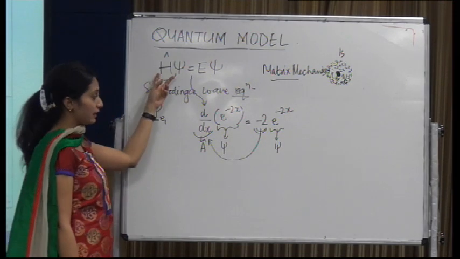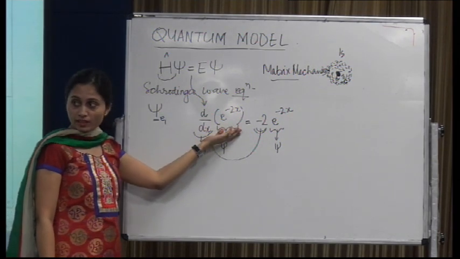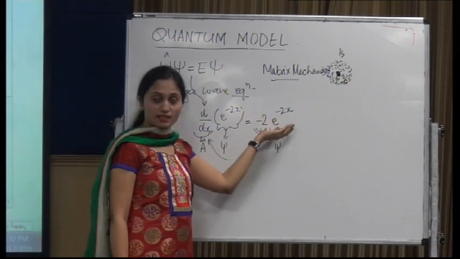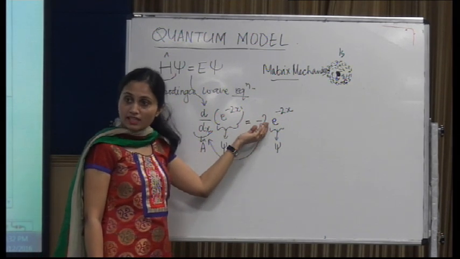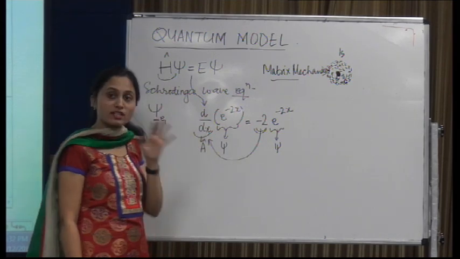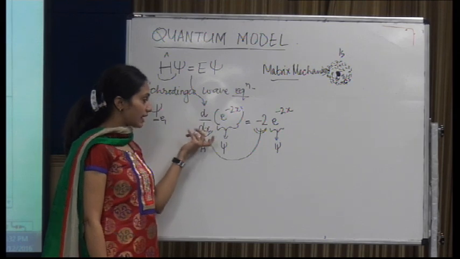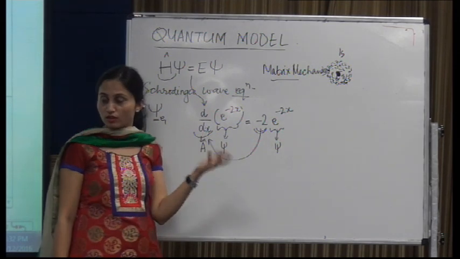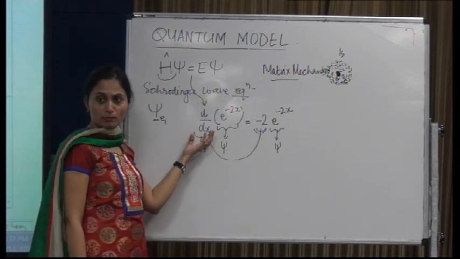You have an operator. That operator will operate on a function. If that function is coming back along with some value, then this value belongs to the operator. What does it mean? Suppose this is the linear momentum operator. Let this be the linear momentum operator.